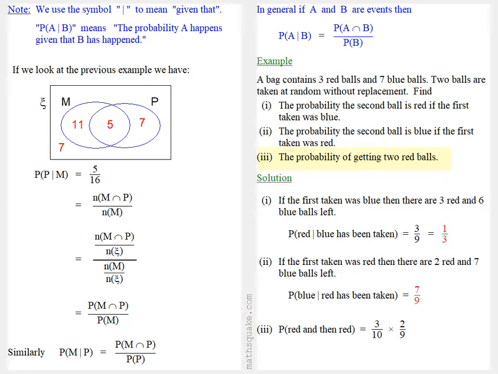And in part 3, we're asked the probability of getting 2 red balls. Well, the probability that the first ball is red is 3 out of 10. But once 1 red ball has been taken, there are only 2 red balls left out of a total of 9 balls. So the probability that the second ball is red is 2 out of 9. So altogether, the probability of 2 red balls is 3 out of 10 times 2 out of 9, which is 6 out of 90, or that cancels down to 1/15.